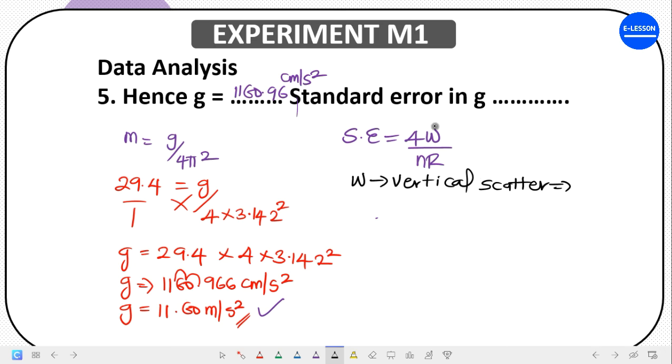Now I told you that the vertical scatter for this particular experiment, let it be 0.5. Of course, it's more than that, more than 0.5, but let's take it as 0.5. It should be around those values, but let's assume it's 0.5. Then don't go and assume, measure your own and write it the way it is. Then our N is the number of values that you plotted, or the number of points in your graph.